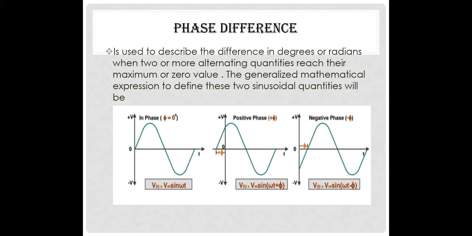So phase difference: when two voltages or currents with the same frequency reach their maxima or minima at the same instant, they are said to be in phase. If they have the same frequency but are not reaching maxima or minima at the same instant, they are out of phase, right? So we can define phase as in phase, positive phase, negative phase, right?